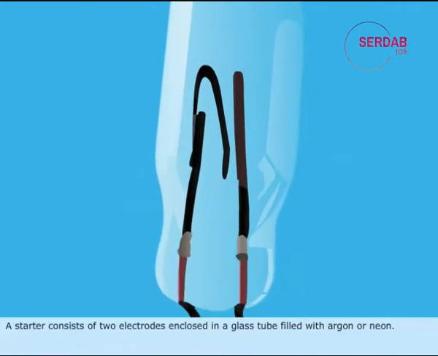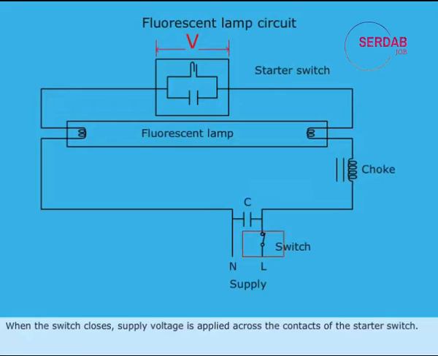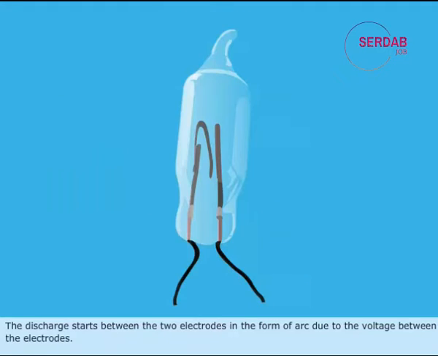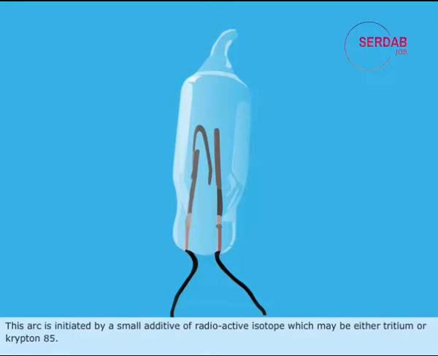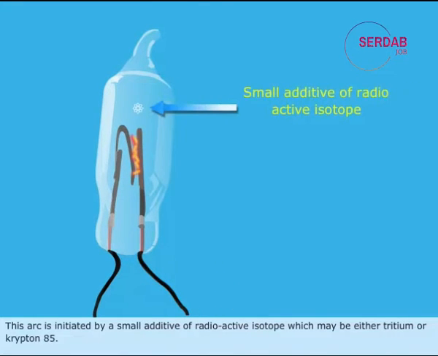A starter consists of two electrodes enclosed in a glass tube filled with argon or neon. When the switch closes, supply voltage is applied across the contacts of the starter switch. The discharge starts between the two electrodes in the form of arc due to the voltage between the electrodes. This arc is initiated by a small additive of radioactive isotope which may either be tritium or krypton-85.